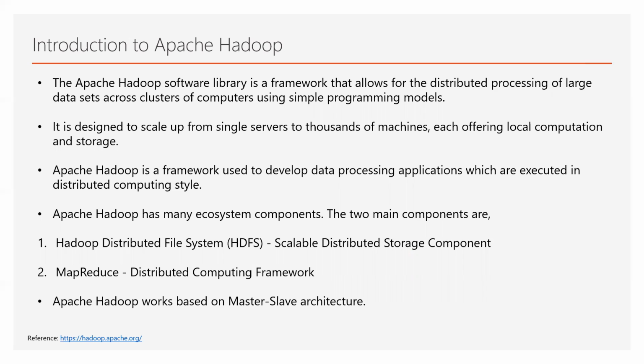Now we are going to focus on Hadoop and Spark. When Hadoop was introduced, it came with two main components. One is HDFS, the Hadoop Distributed File System, and the other is a distributed framework called MapReduce. This has been based on a master-slave architecture.